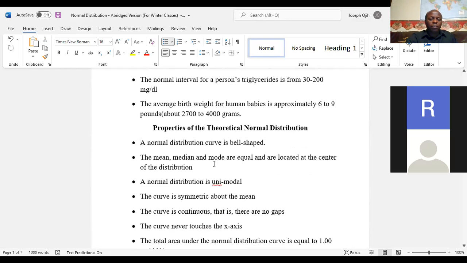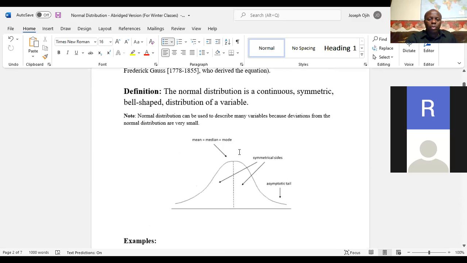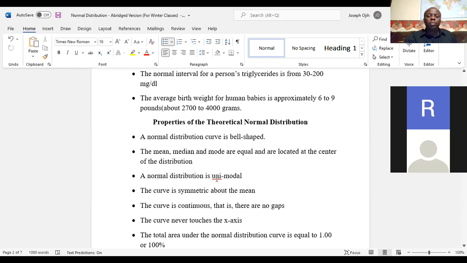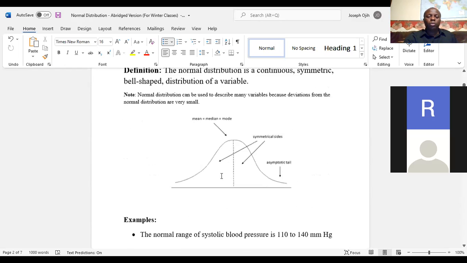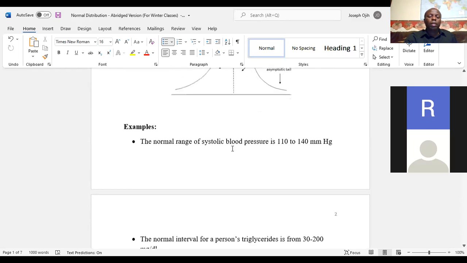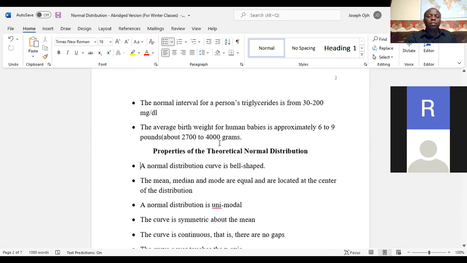It says the mean, median, and mode are equal and are located at the center of the distribution. This is where the mean, median, and mode are located. You can see here mean equals median equals mode at the center of the distribution. Another thing is that a normal distribution is unimodal. It has only one peak, only one mode. Now, the curve is symmetric about the mean.